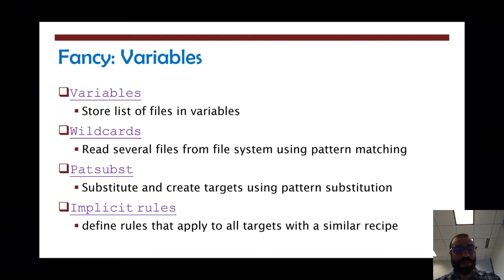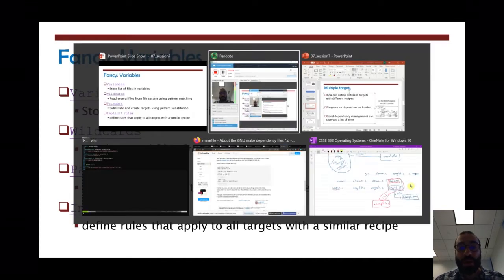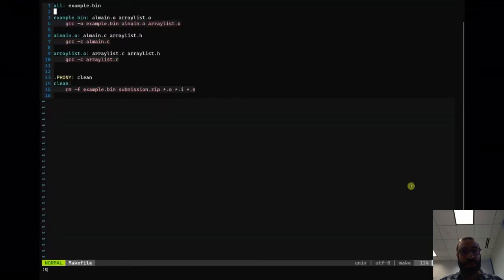So here's what we're gonna be going over in this part. There's four things I wanted to address real quickly. We have variables, wildcards, pattern substitutions, and implicit rules. But those, I think, are the most commonly used Makefile tricks to make your life easier, but there's plenty of several other things you could do. So once you get the grips of these things, I suggest you take a look at the other stuff you could do in Makefiles. So let's jump back to our Makefile.